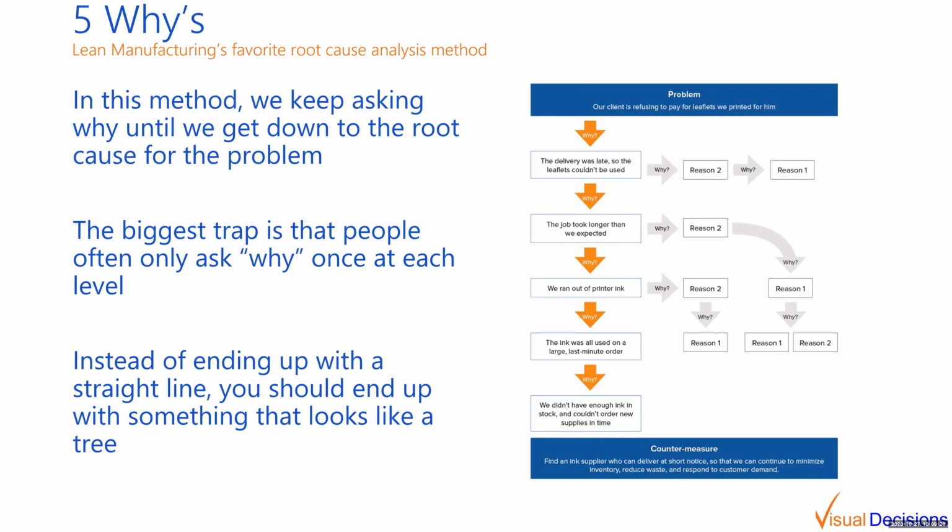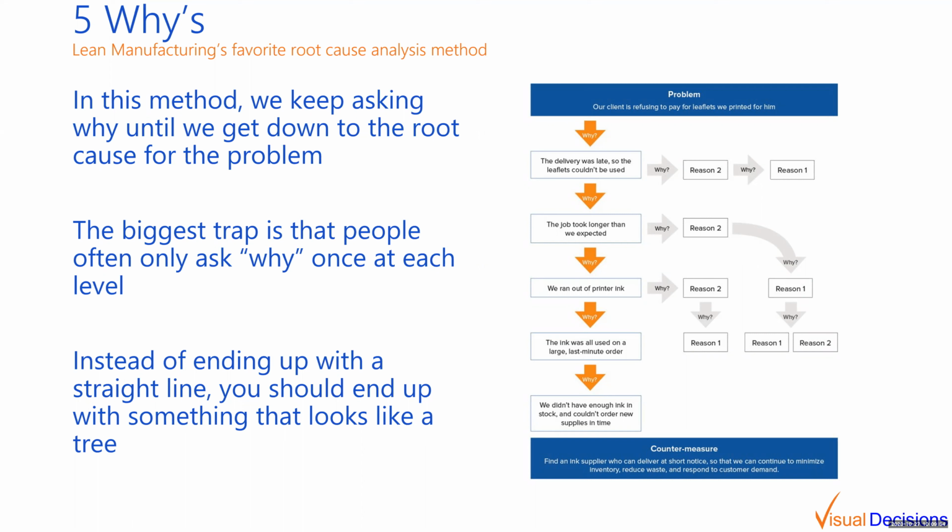We can put in a countermeasure to find a backup ink supplier that we can use in emergencies, so that when we continue to keep our normal stock minimized and have surge demand, we can have a place to go to get some ink during that surge. The biggest trap I've encountered with the 5 why method is that people only ask why once at each level. Kind of just like what we're showing here on the left side. There's only one explanation, only one answer for each of those why questions.